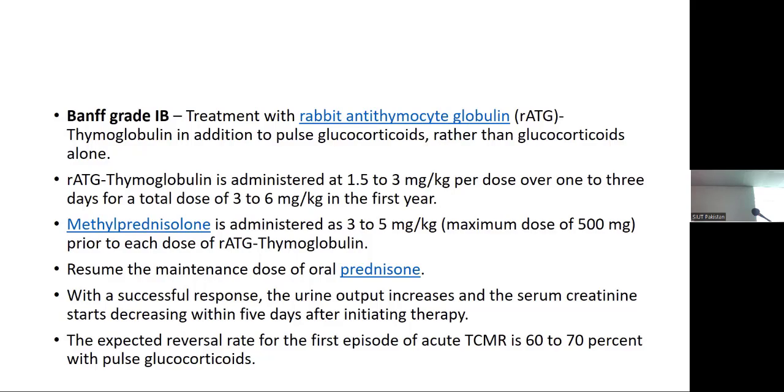And before giving thymoglobulin, we usually dose the patient with methylprednisolone, maximum dose of 500 mg. Then prednisolone is resumed. With successful treatment, the urine output increases and the serum creatinine starts decreasing within 5 days of therapy. And the expected reversal rate for the first episode of TCMR is 60 to 70% with pulse glucocorticoid.